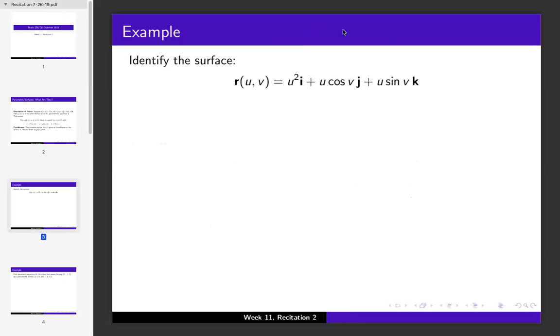Suppose we want to identify this surface. We're calling it u squared i plus u cosine v j plus u sine v k.